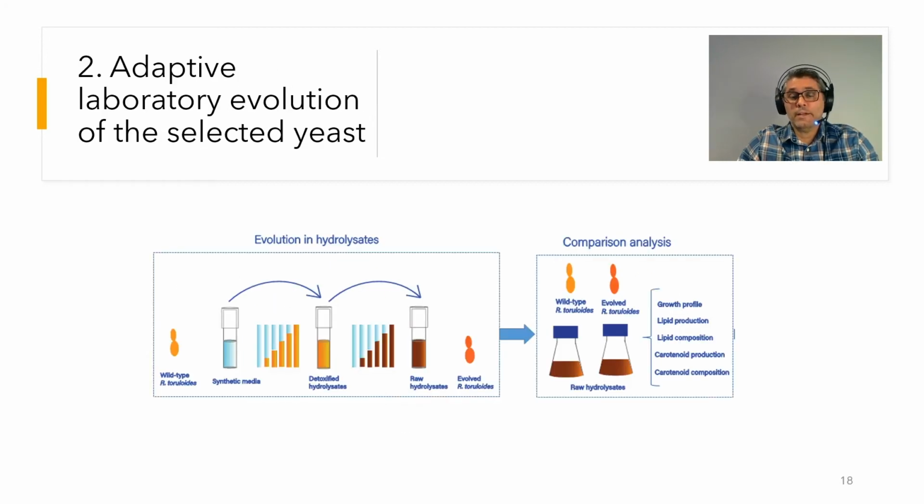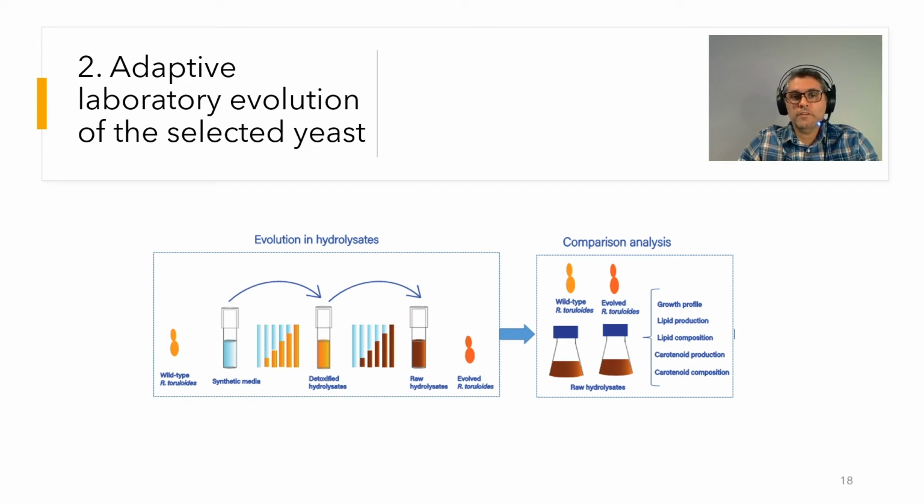In the second part of this study, a strategy of adaptive laboratory evolution in hydrolysate-based medium was developed to improve the tolerance of Rhodosporidium toruloides to inhibitors present in wheat straw hydrolysate. The ALE experiment was performed in an automated liquid handling robot platform. Continuous fermentation of 10 replicates of the wild-type strain were performed in medium containing increasing concentrations of wheat straw hydrolysate.